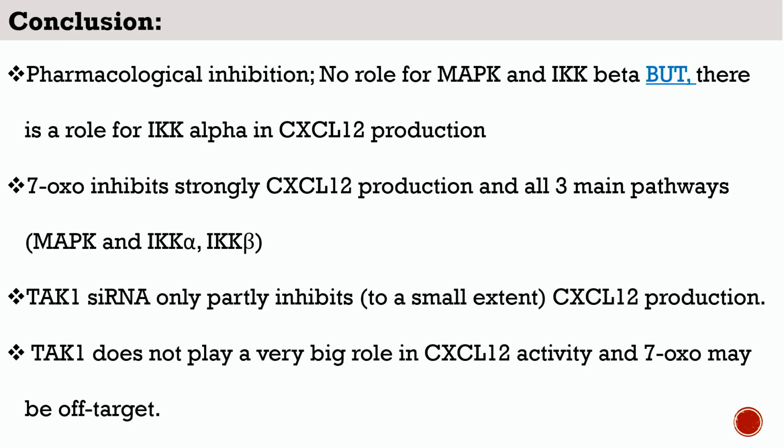And the 7-oxo strongly inhibits CXCL12 production and all three main pathways. And the TAC1 siRNA showed a small inhibition to CXCL12 production, and this reflects the variation in the signaling. However, the TAC1 doesn't play any big role in CXCL12 production, suggesting 7-oxo may be off target.